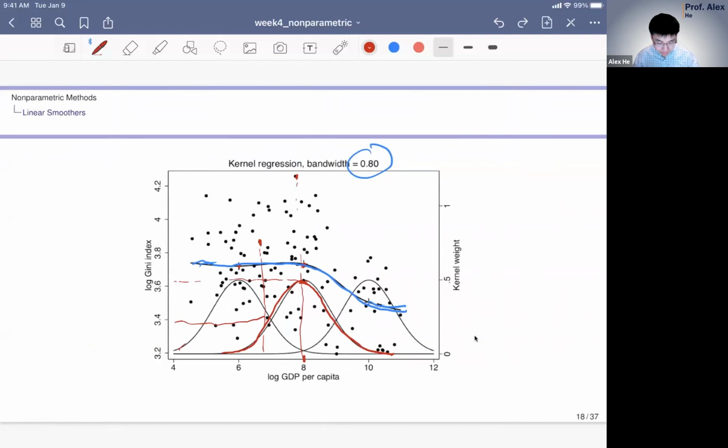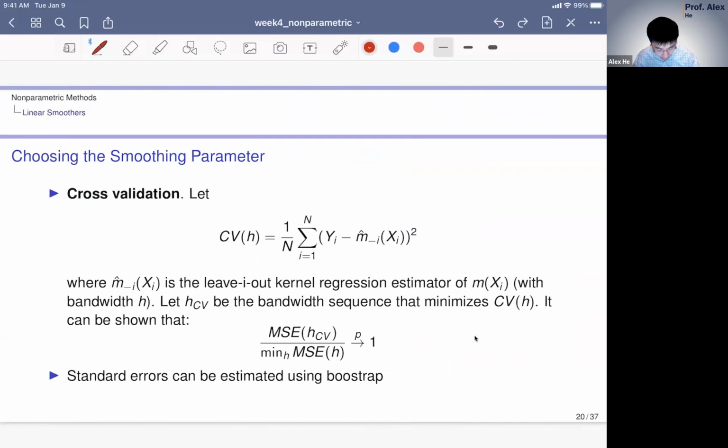So how do we choose that optimal bandwidth? It depends on what our objective is, right? Here our objective is to predict y. And to predict y, the objective function would be the MSE, okay? So that's our old friend, the mean squared error, which is the average of the squares of your predicted y minus the real y, okay?